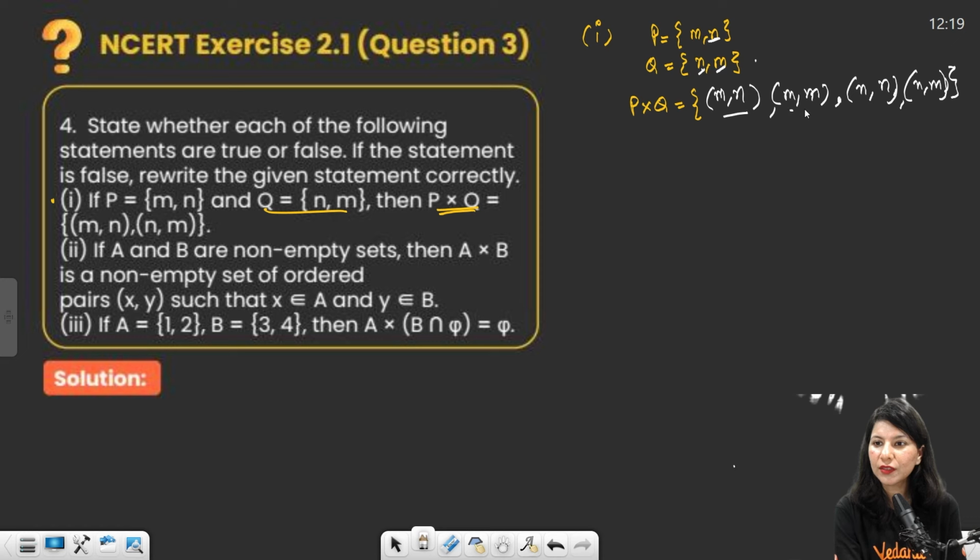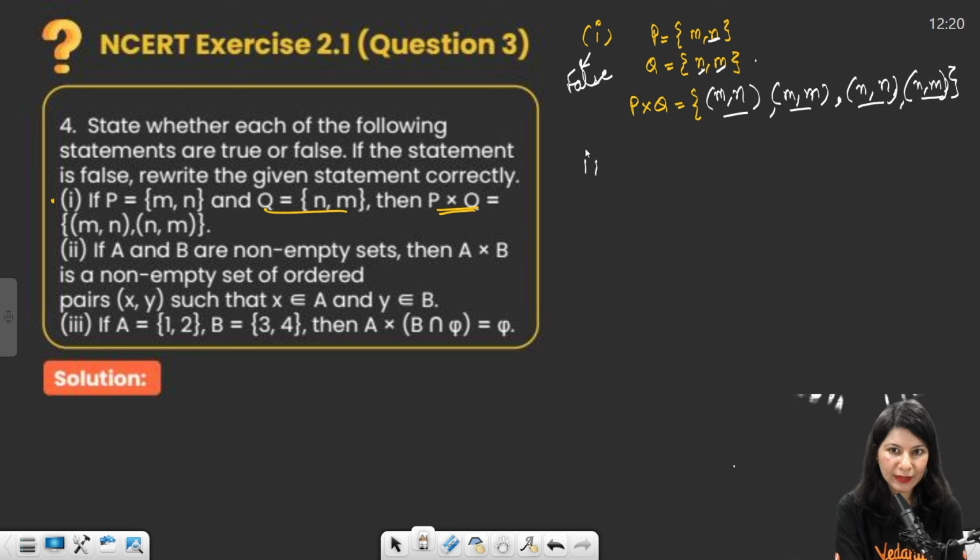So 1, 2, 3, 4, right? So P cross Q, statement 1, is absolutely false. So this is coming out as false, and we have corrected it also. So statement 1 is false. The correct version is already written in front of you.